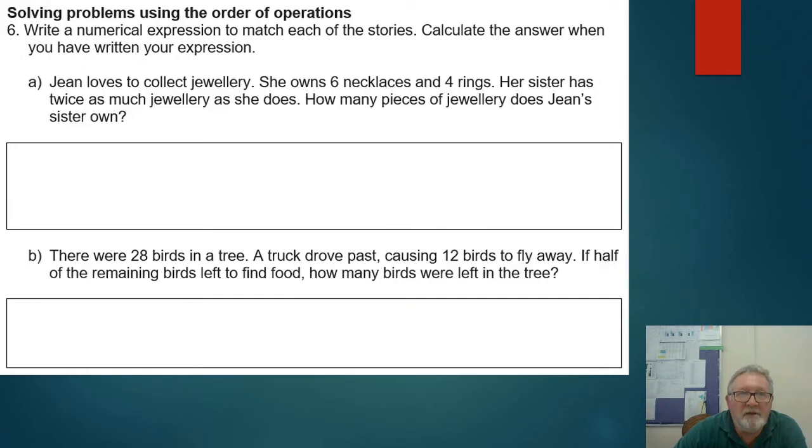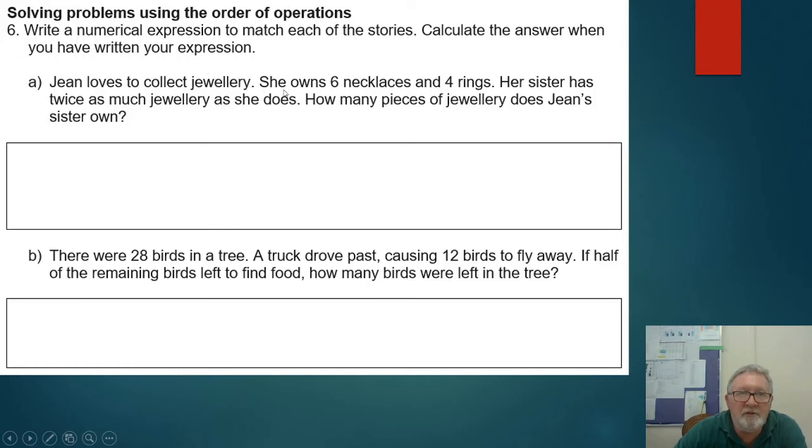2 problems to finish off. Now read the instructions. It says write a numerical expression that matches the stories. So you have to write the number sentence or the numerical expression. Then you have to calculate the answer after you've written your expression.